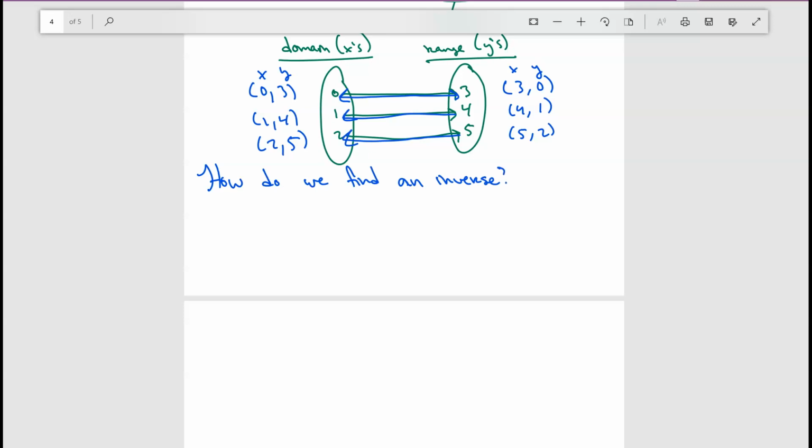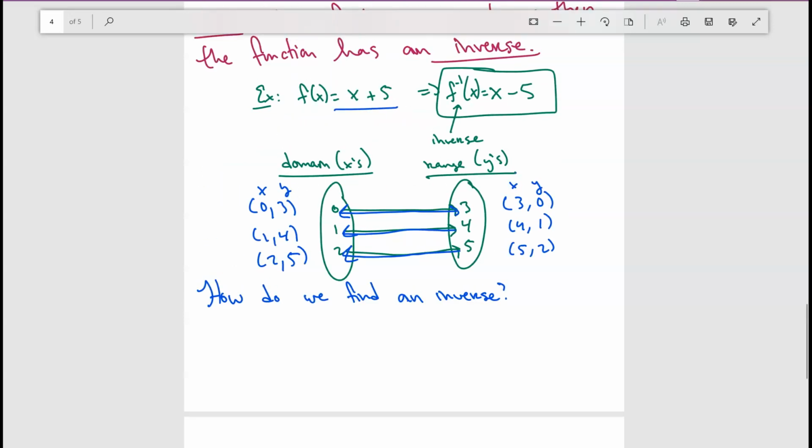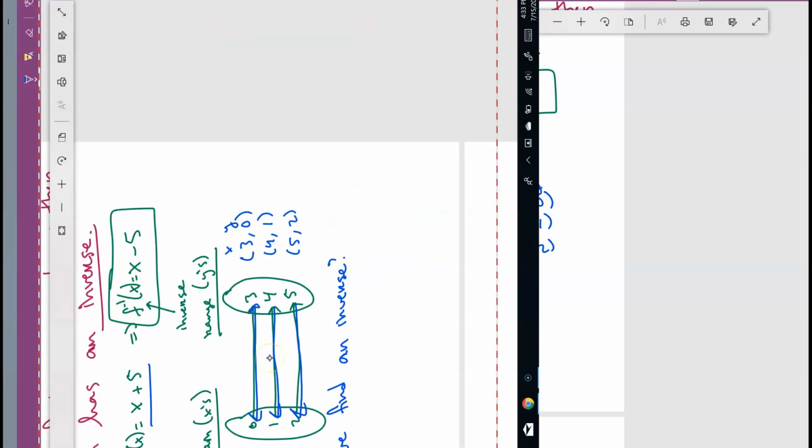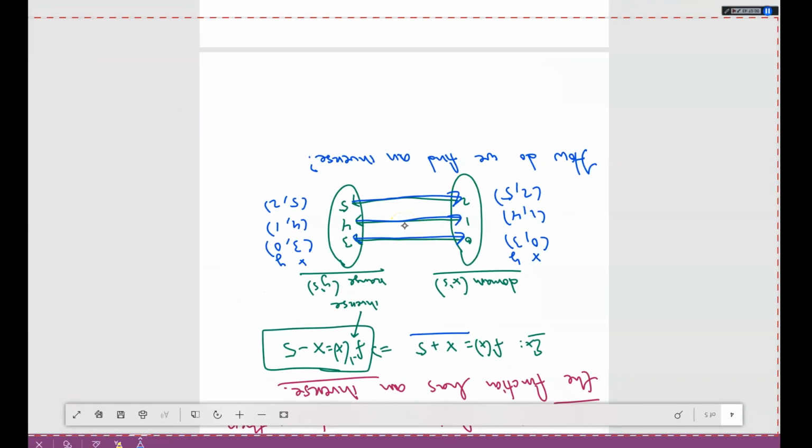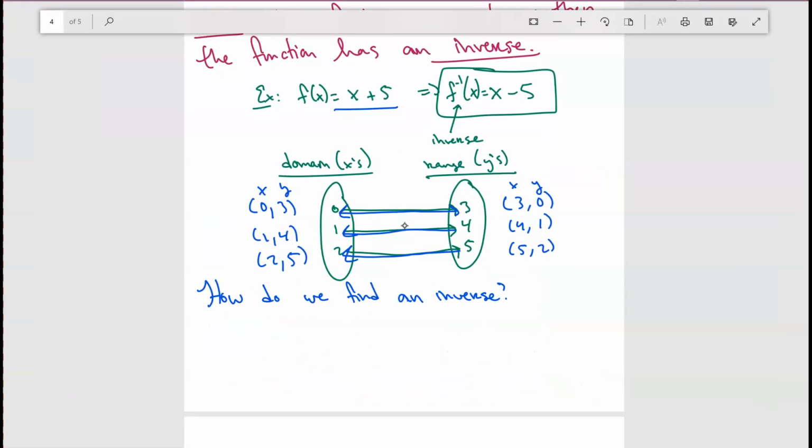So if I give you a function, and let's say it's a lot more complicated than what f of x equals x plus 5, which was really easy because that's just x minus 5. Well, how do we really find an inverse? If we got something a little bit more complicated, well, here are a series of steps.